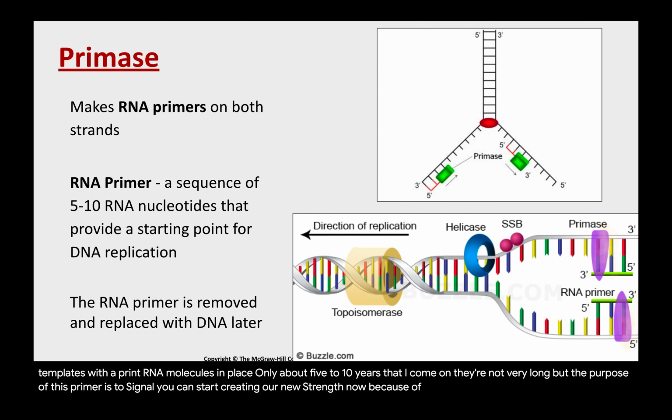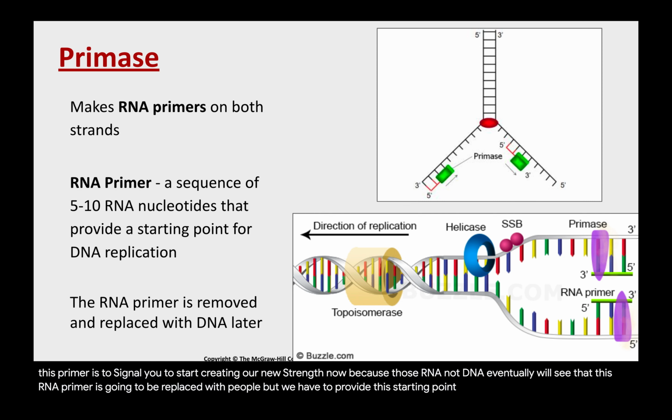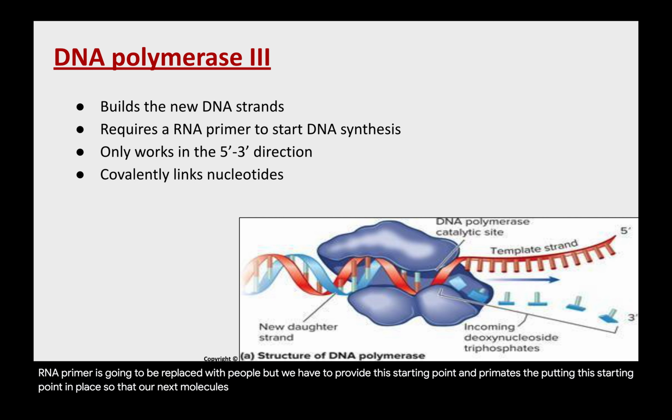Now, because this is RNA and not DNA, eventually we'll see that this RNA primer is going to be replaced with DNA nucleotides. But we have to provide this starting point, and primase is putting this starting point in place so that our next molecule, DNA polymerase III, can recognize where to start and build these new strands.